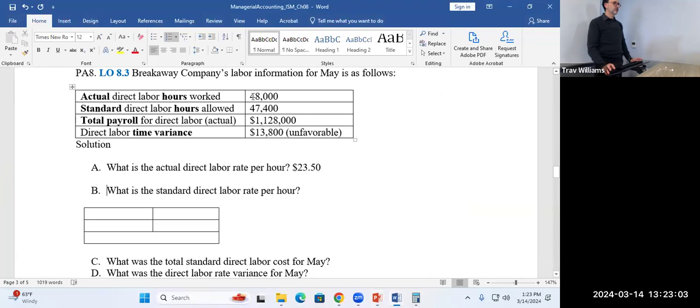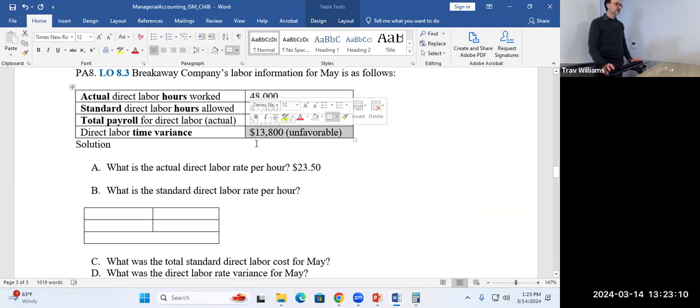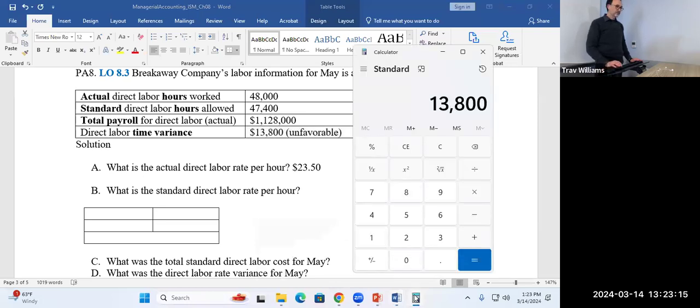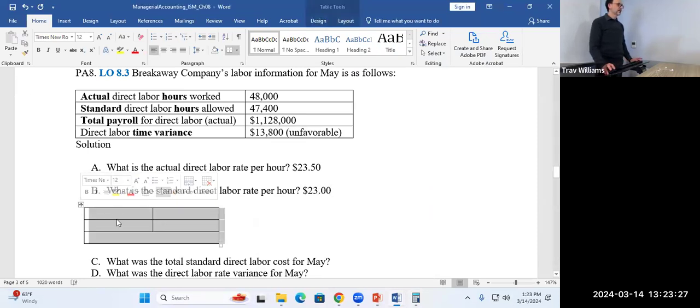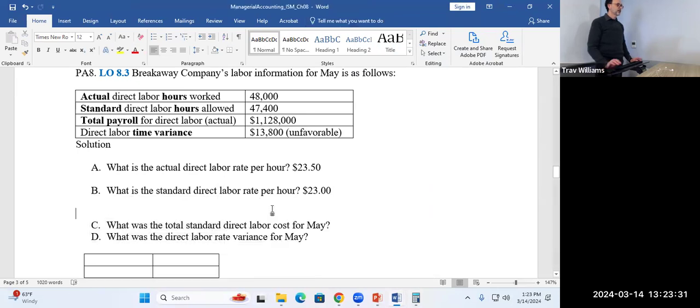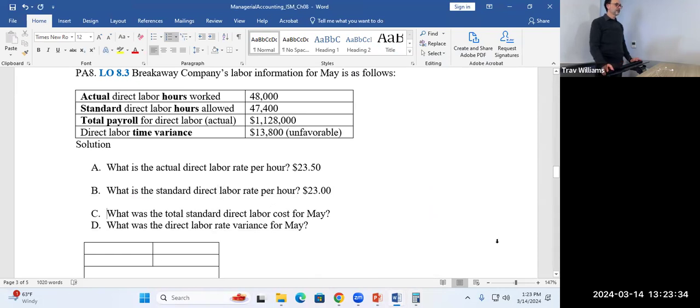The difference between the hours is what? 600. So we're going to take our time variance, divide that by 600, and we get 23. That is our standard rate per hour. Once again, I don't think we needed the table. So we've answered the first two questions.